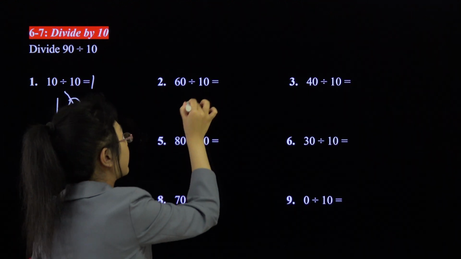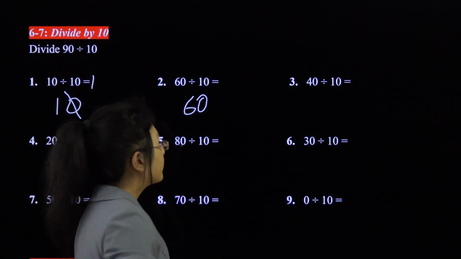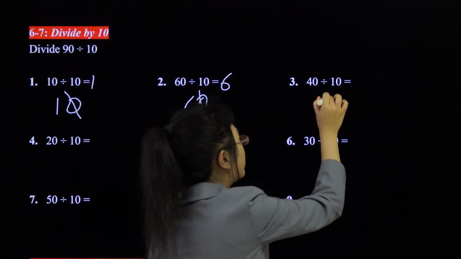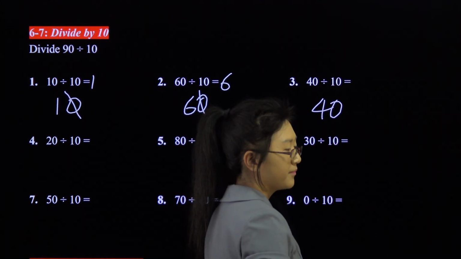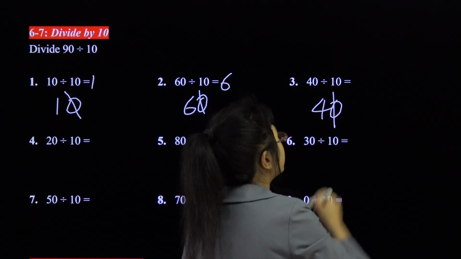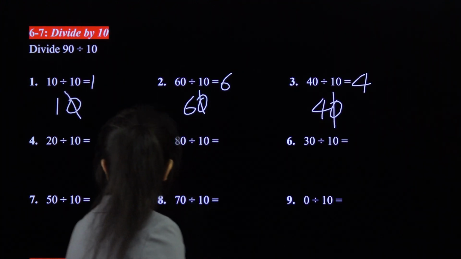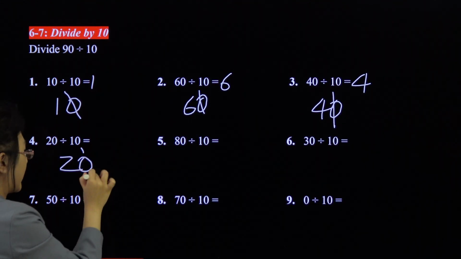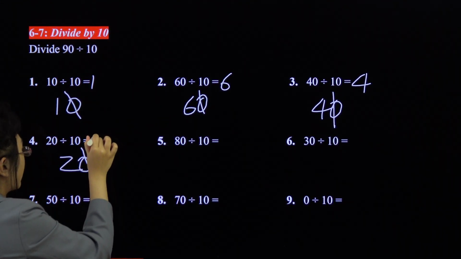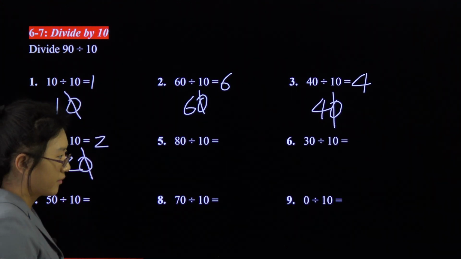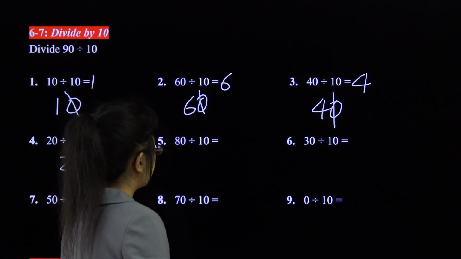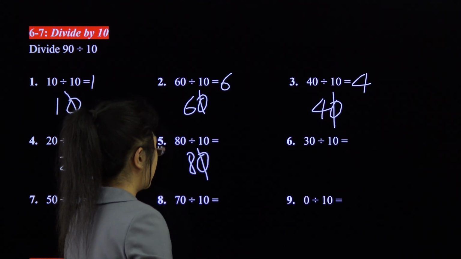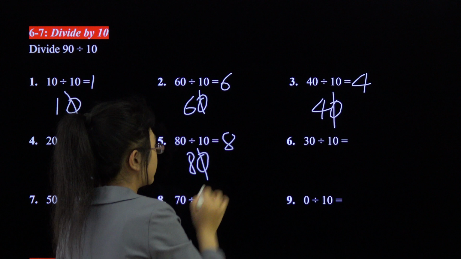If it's 60 divided by 10, you get 60, you take off the 0, and it's 6. If it's 40 divided by 10, you take off the 0, and it's 4. If it's 20 divided by 10, you take 20, you take off the 0, and it's 2. If it's 80 divided by 10, you take off 1 0, you get 8.